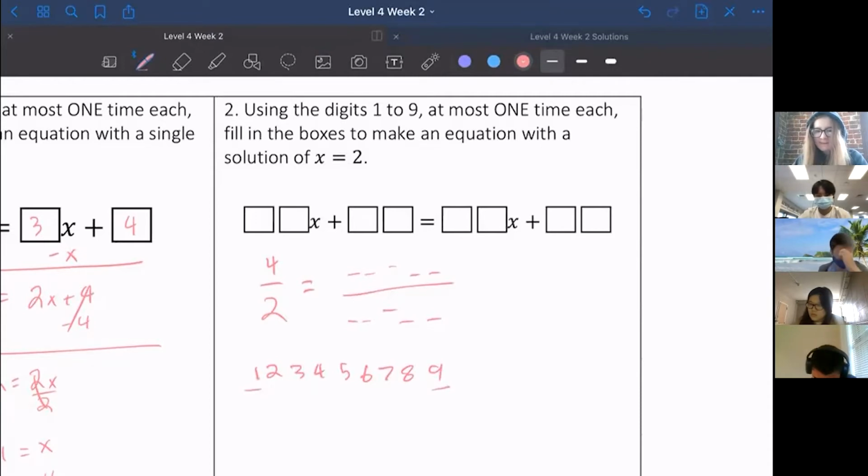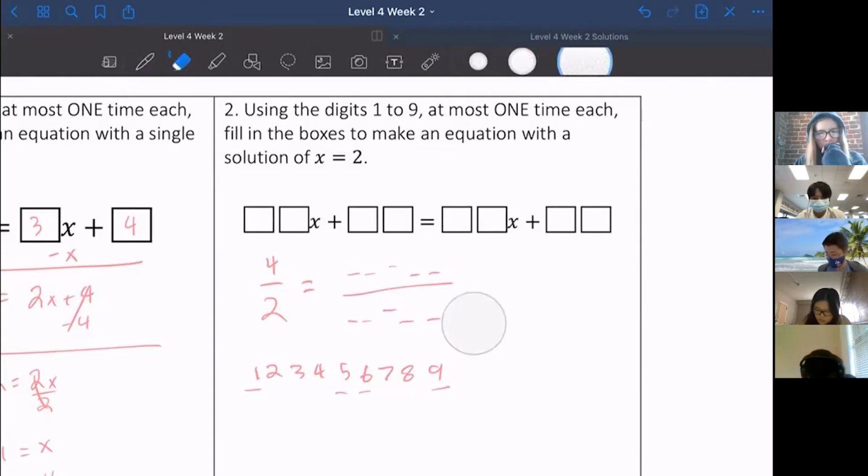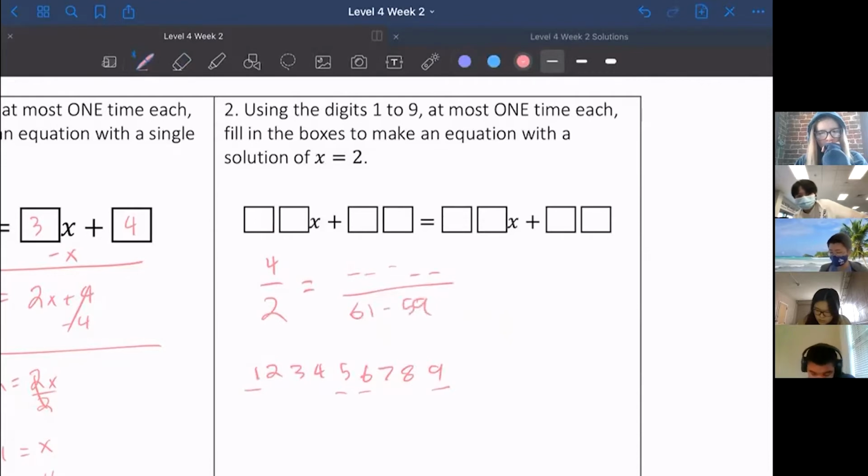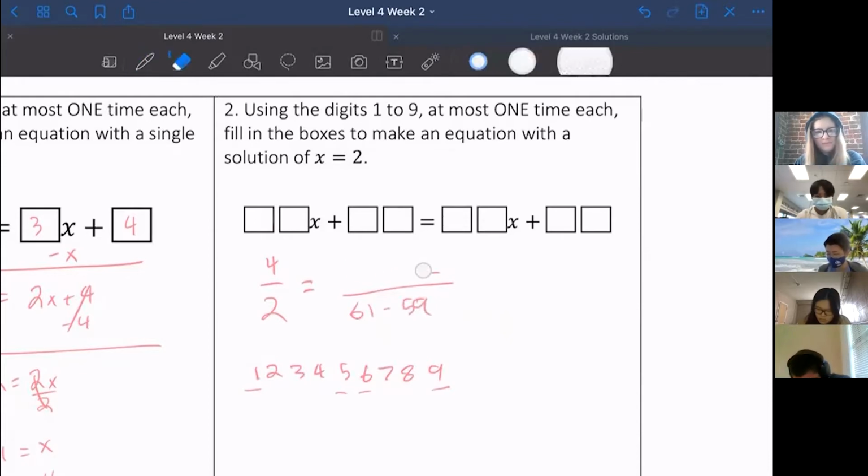So if we're doing that, then we can just choose 2 numbers from the middle, like 5 and 6. And so the best way to make 2 from these numbers is just going to be, let's see, that's a big eraser. 60 or 61 minus 59. So that gives us our 2, and then at the top we still need our 4.